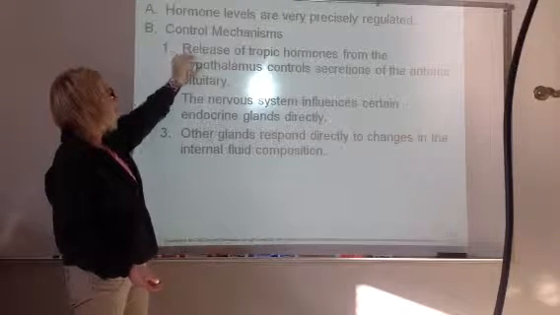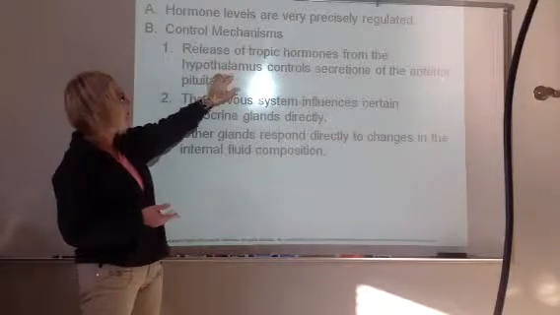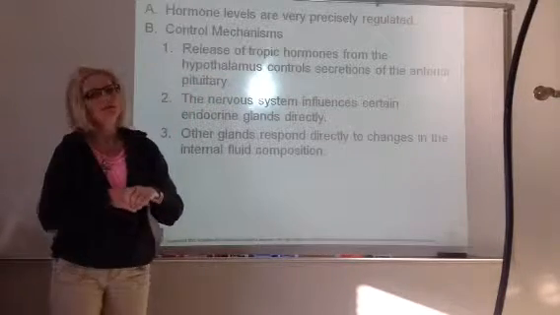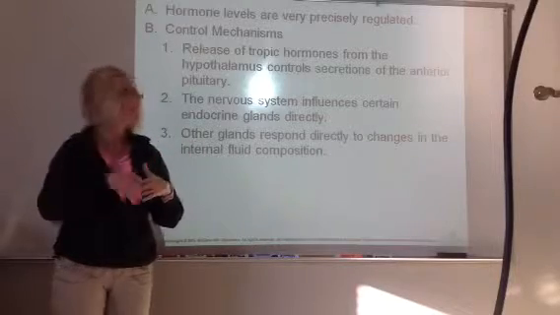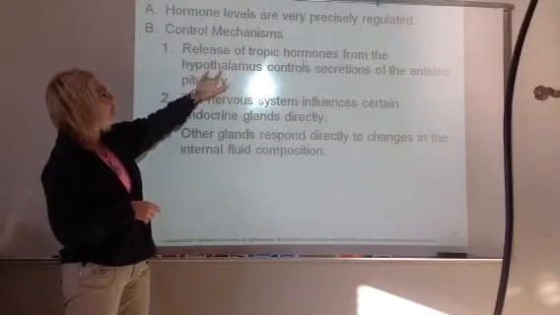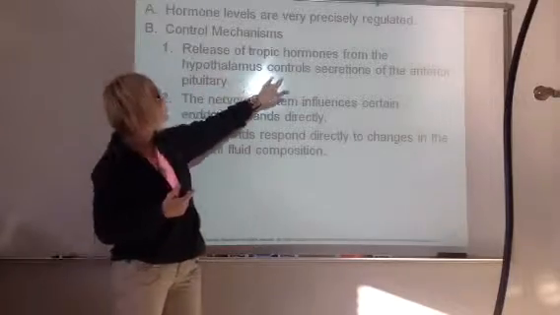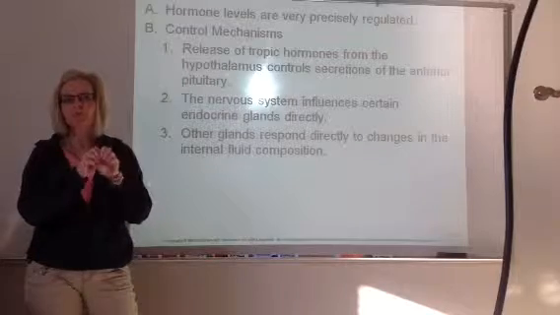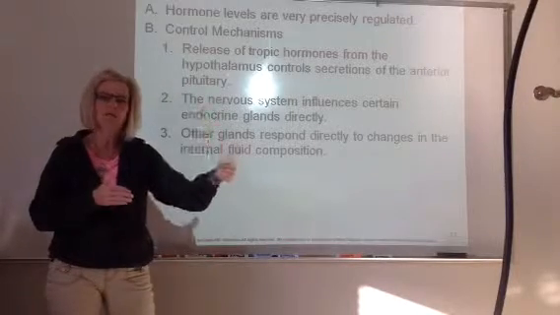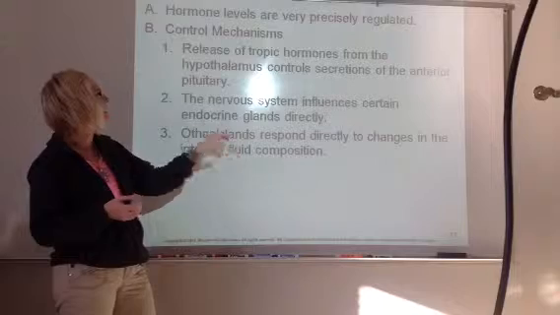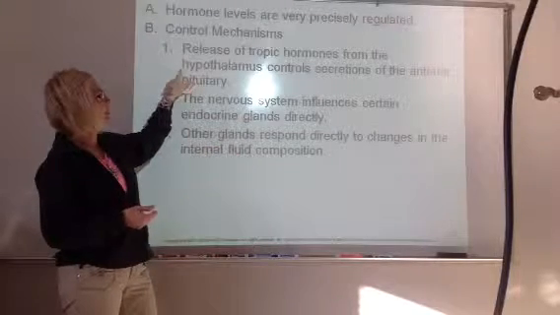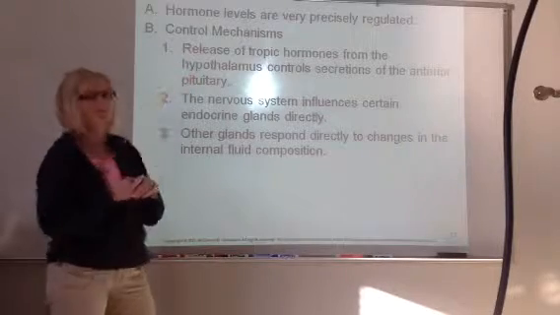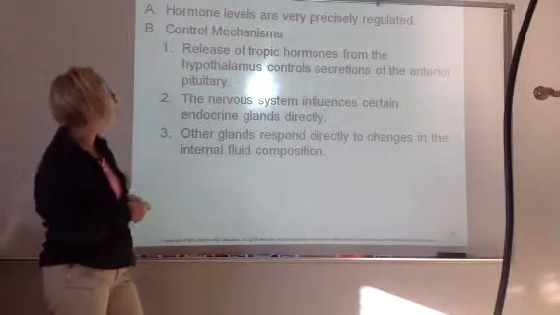So what happens is there's a release of hormones that come from the hypothalamus, and that hypothalamus is going to regulate a lot of the other hormones. So hypothalamus, part of your brain, controls secretions of the anterior pituitary. The pituitary is broken up into the anterior, the front, and the posterior, the back. So the hypothalamus regulates the front part of the pituitary, which is probably the more prominent, useful part of it.